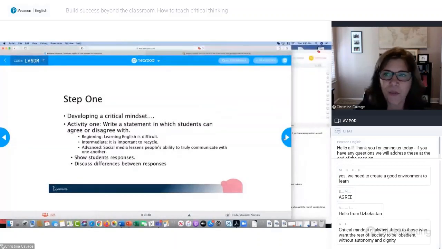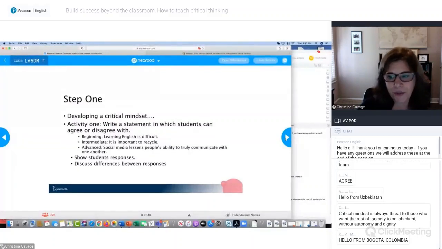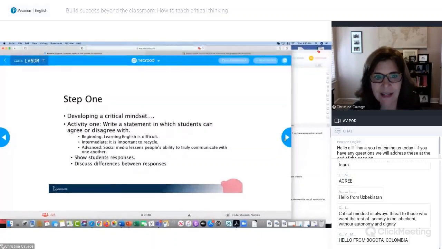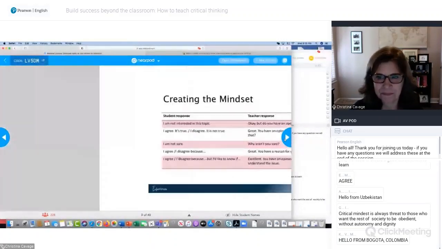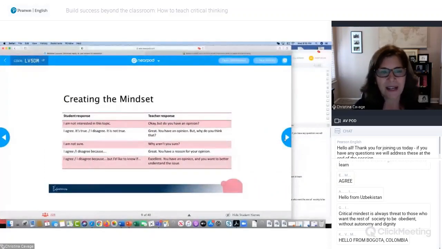And what we'll do is we'll walk through several activities that can help you and your students develop that critical mindset. So when you put a question out there, they know it's not going to be a simple agree or disagree. They know that you're going to expect something more from them. Okay, so creating the mindset here.